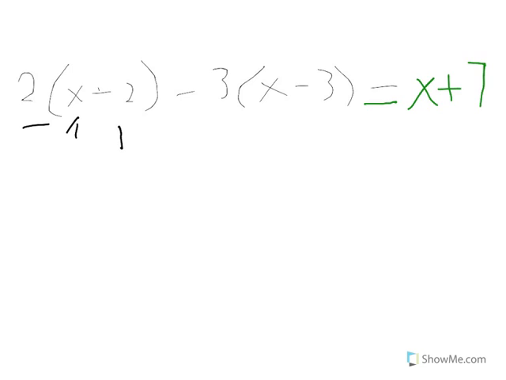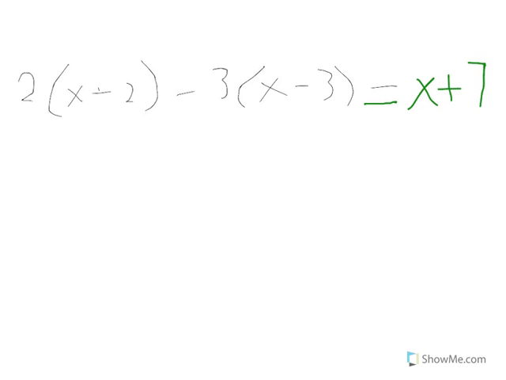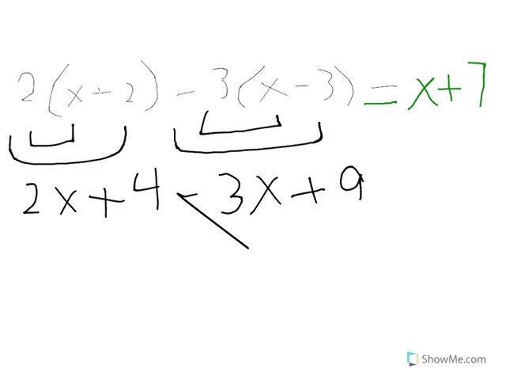So I'll multiply 2 by x and then 2 by 2. Okay, so individually I'll multiply each thing inside the brackets by whatever is outside, right? So let's do it step by step. Now 2 by x is 2x, right? And then 2 by plus 2 is 4, right? And then minus 3 times x is minus 3x, minus 3 times minus 3 is minus multiply minus is plus, and 3 times 3 is 9, equals x plus 7.